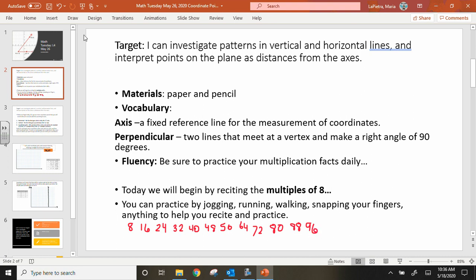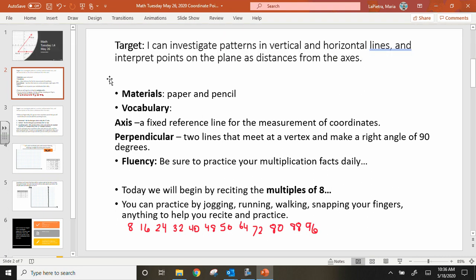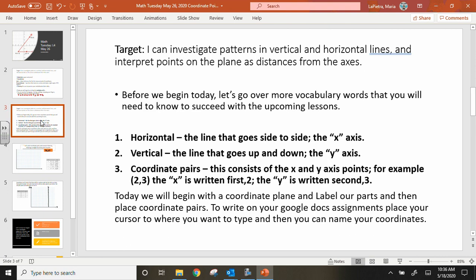Great practice for you guys to keep going over your multiplication facts. It helps you in everything. Okay, let's begin today. Our target, I can investigate patterns in vertical and horizontal lines. Let's go over some of our vocabulary words that we've been working with.